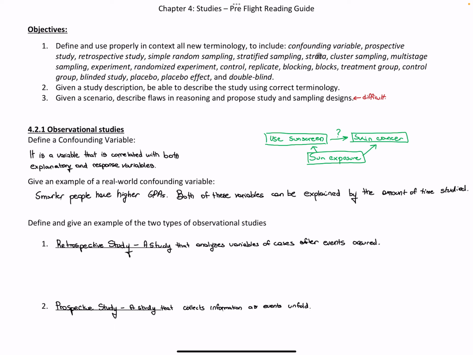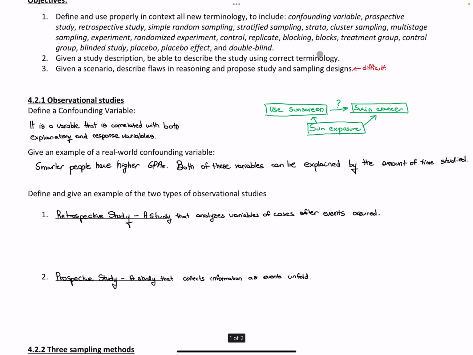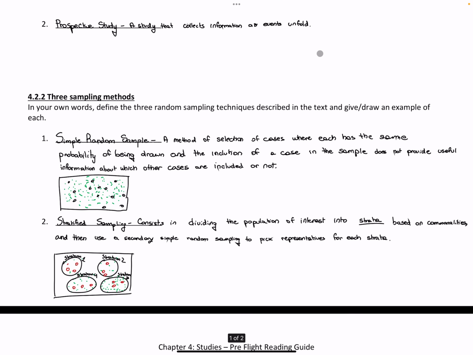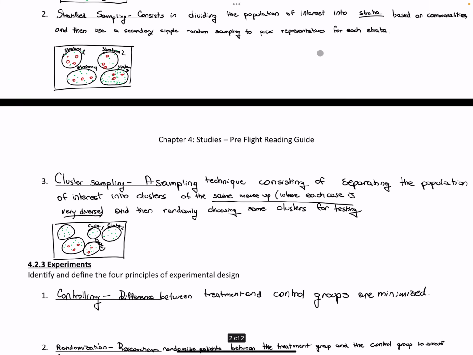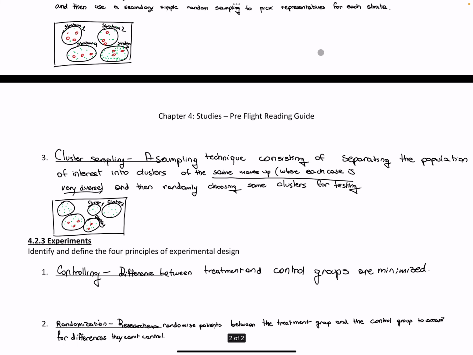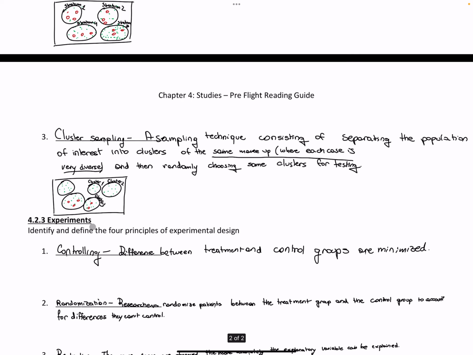And then within each cluster, at this point we're calling them clusters, we pick only certain clusters with simple random sampling to actually analyze. So that's the difference between these three.